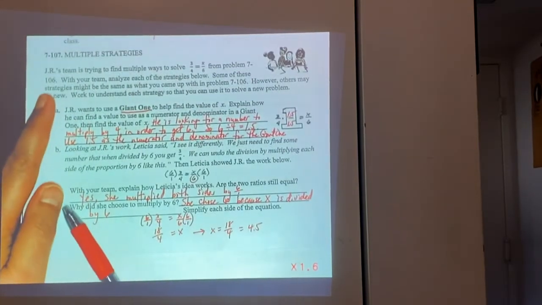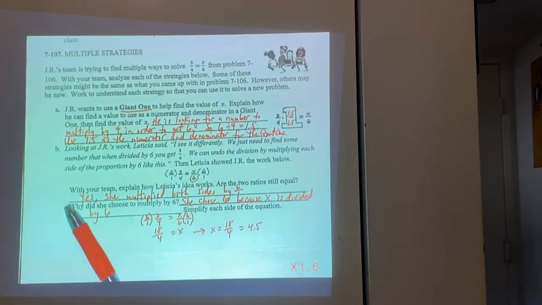Next page, no, don't move. The kids need to still look at you. Next page.